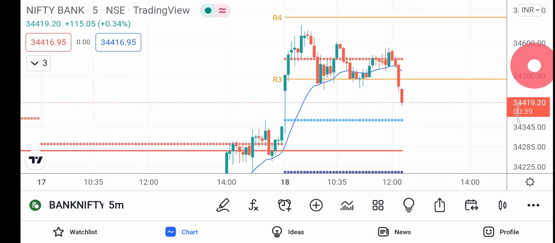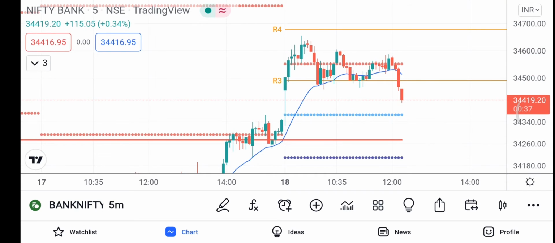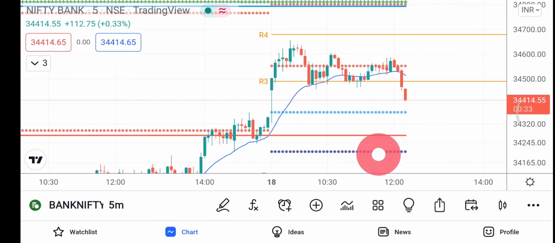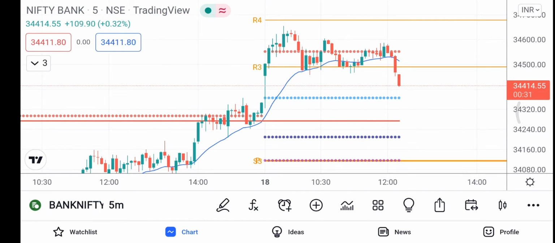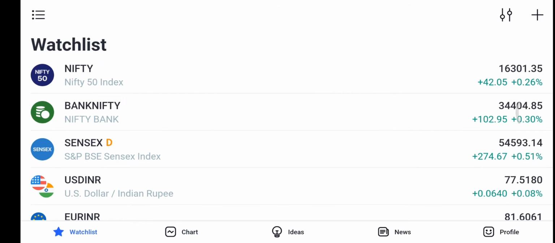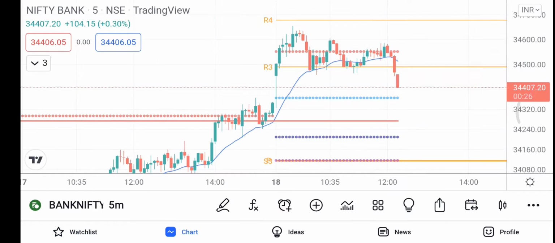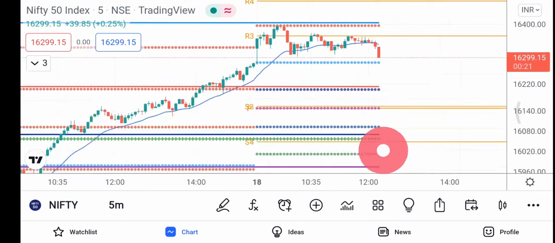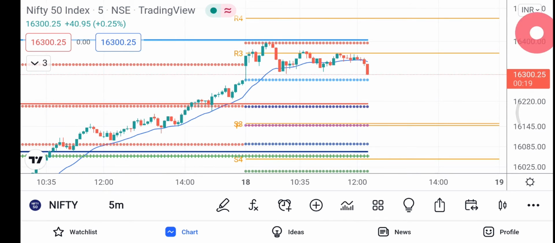The market is breaking this daily resistance, so it may approach till the daily CPR or it may take support near the weekly resistance. Even Nifty is following Bank Nifty. Let's see what happens.